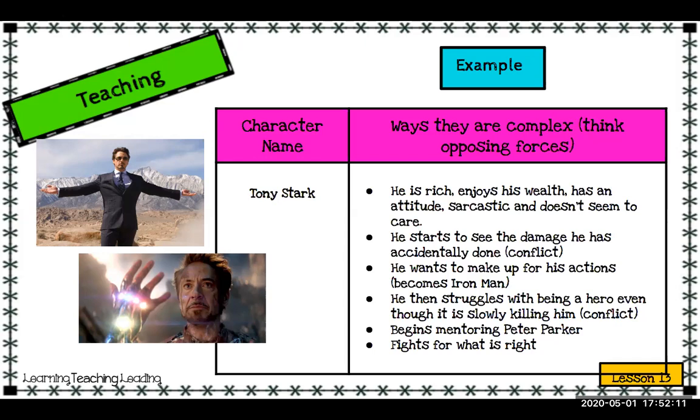This can also be with the choices that a character makes, that they might think they have to do one thing or that they should do one thing but they also should do something else. So it's really when their choices become complicated and they have to sort of pick one way or the other.